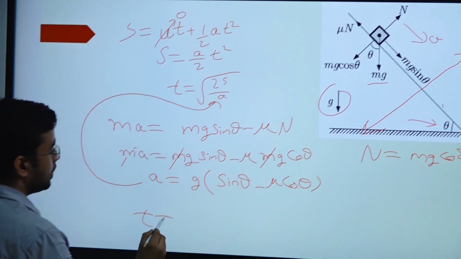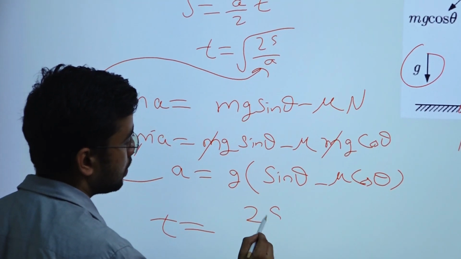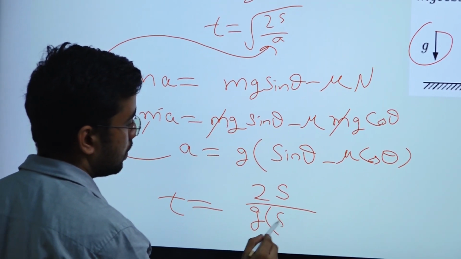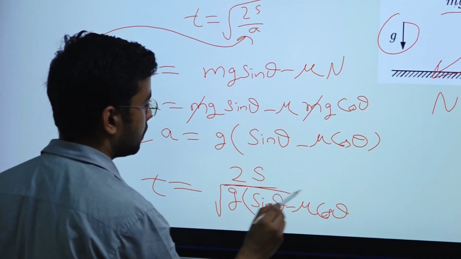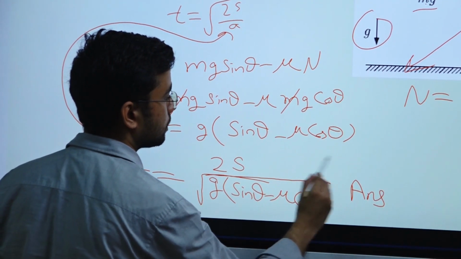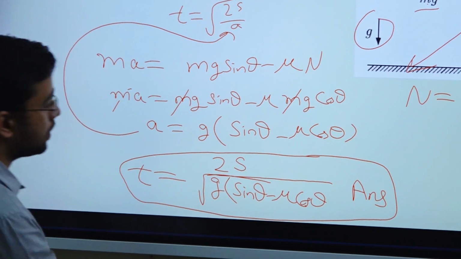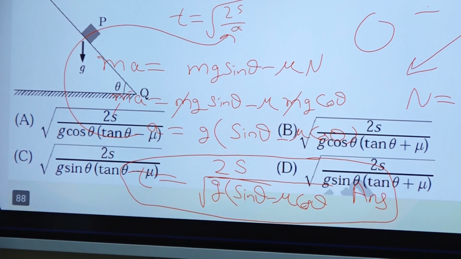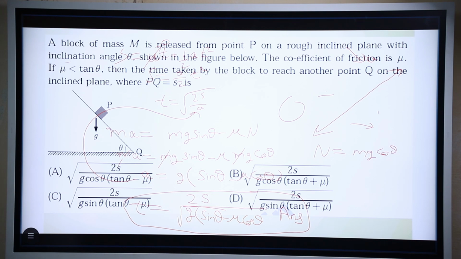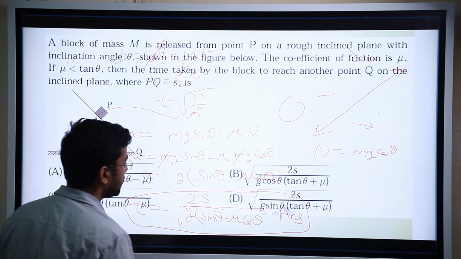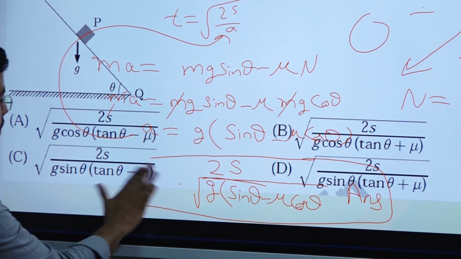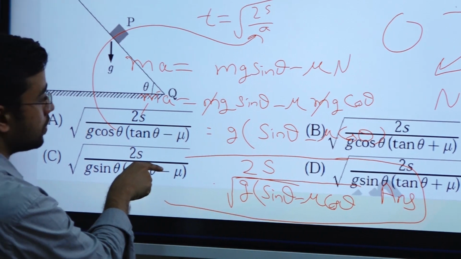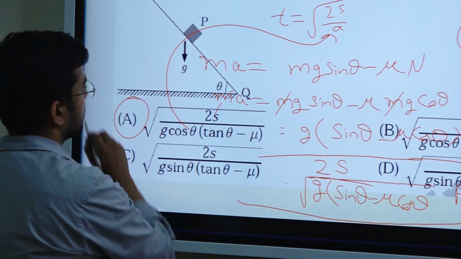So t is equal to the square root of 2s divided by g (sin theta minus mu cos theta). So that will be the answer. So let us see in the previous question where the minus is coming. It is in the tan theta term. So we need to do one thing. We need to take cos theta common here. If we take cos theta common, tan theta will become tan theta minus mu. So in both these cases tan theta minus mu is coming, but we are taking cos theta common. So this will be the answer, right?